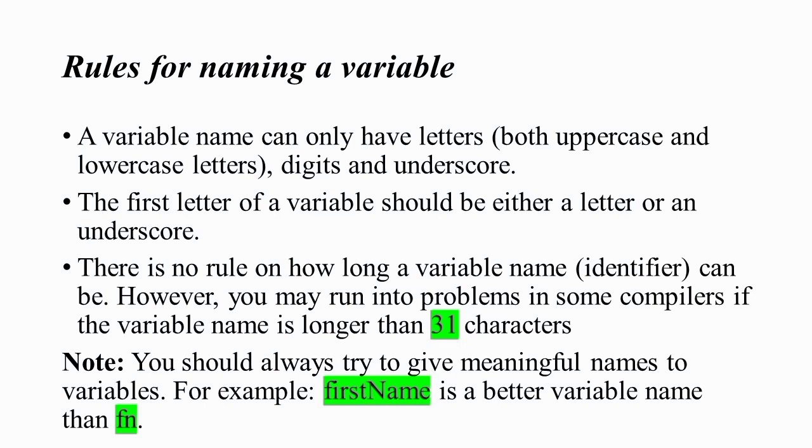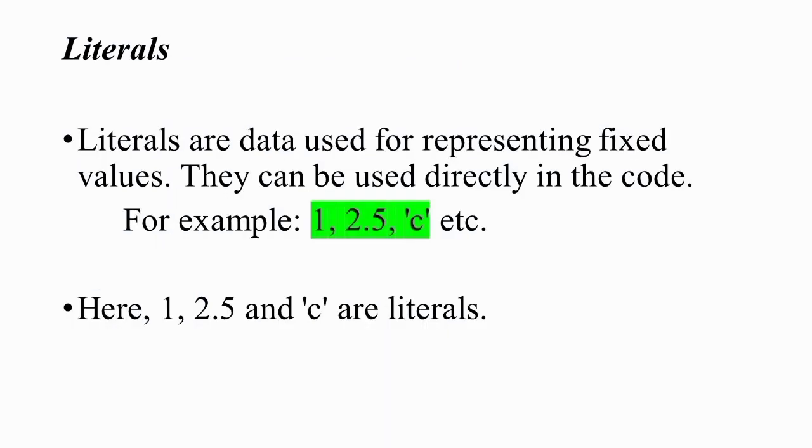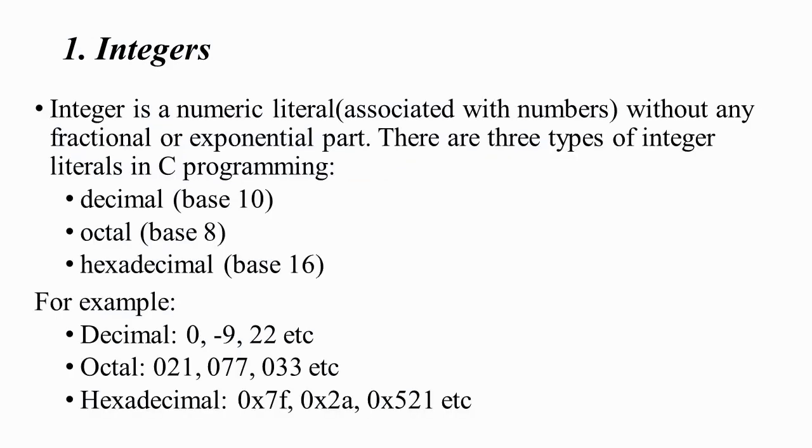Coming to literals. Literals are data used for representing fixed values. They can be used directly in the code. For example, 1, 2.5, 'c', etc. Here 1, 2.5 and 'c' are literals. We have some different types of literals used in C programming.